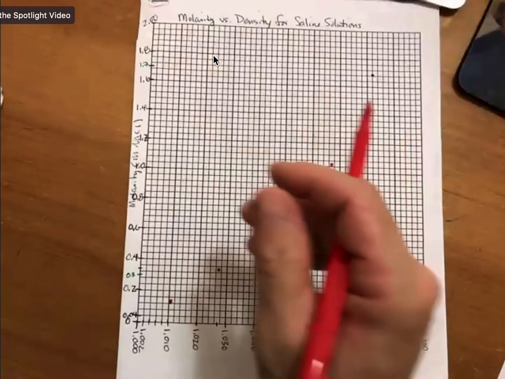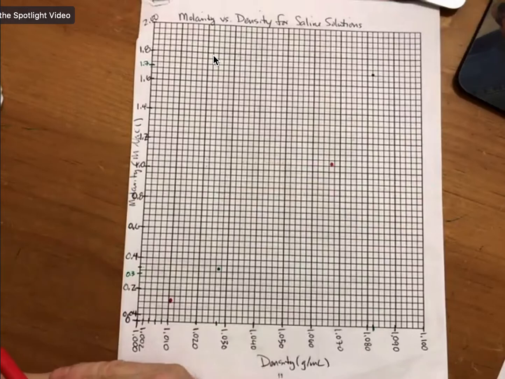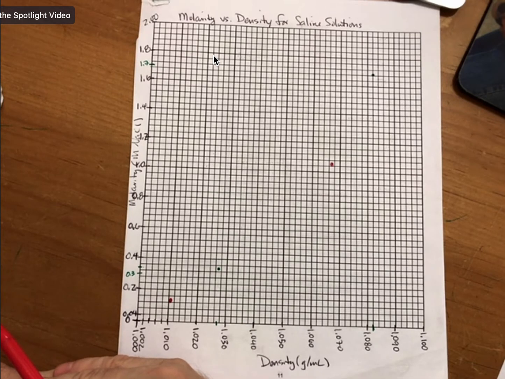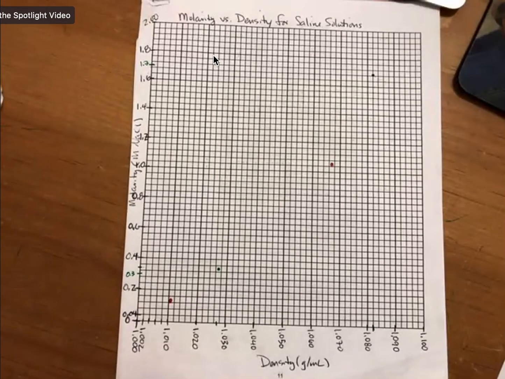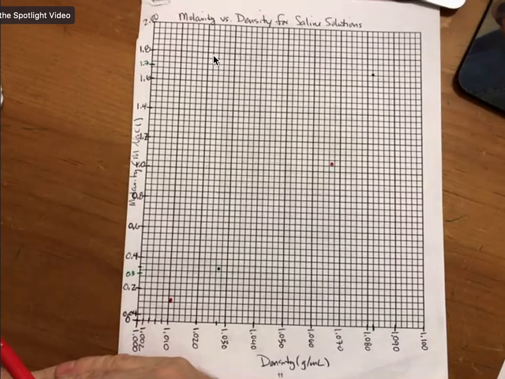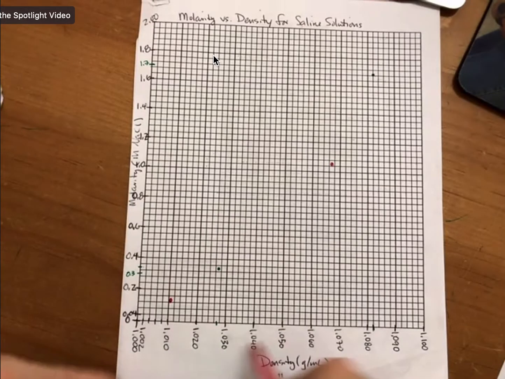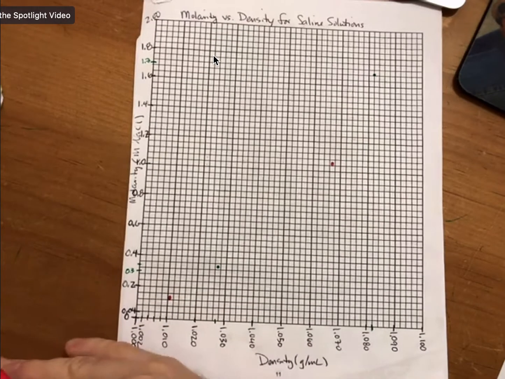So for my 5 grams, I have 0.990 as my density. Uh-huh. So you're going to plot that at 0.990, and that should be a position on your x-axis for your new graph.